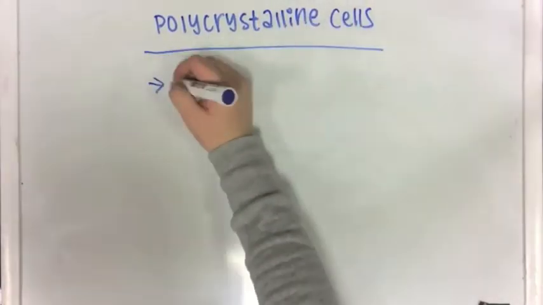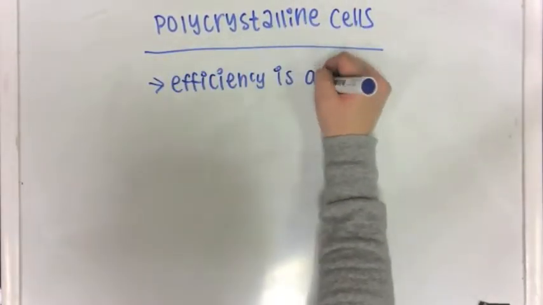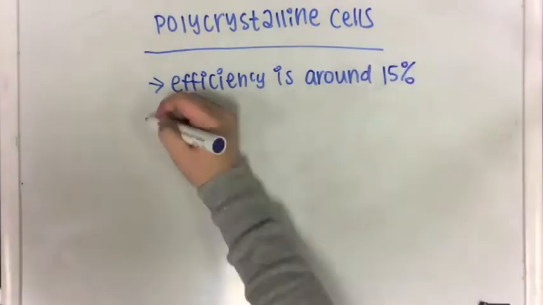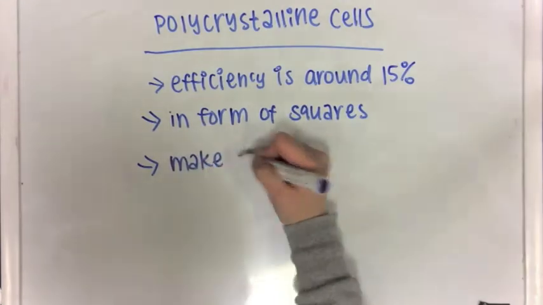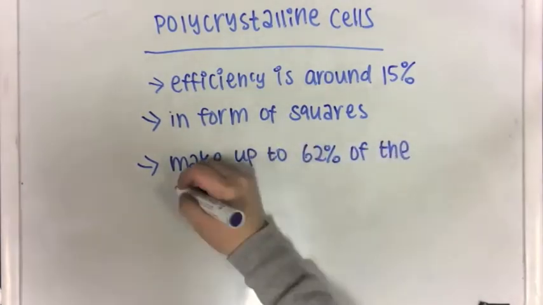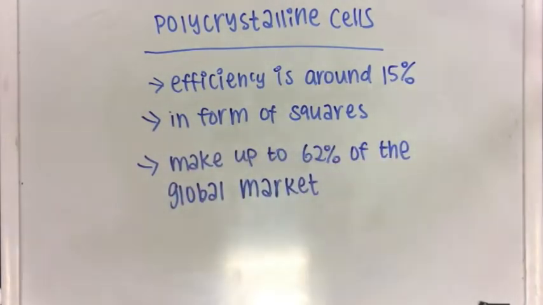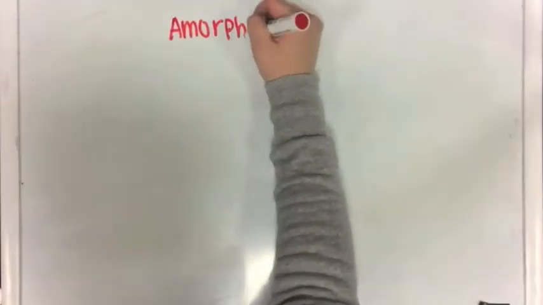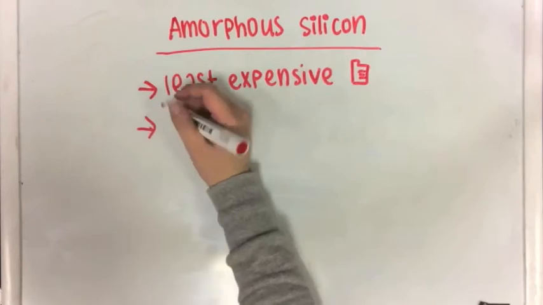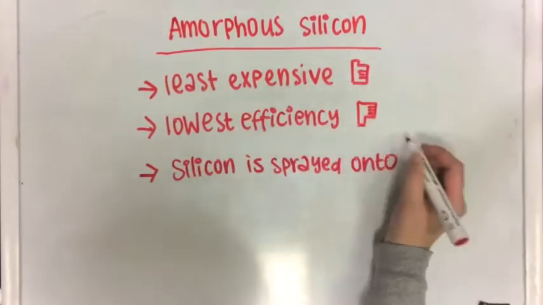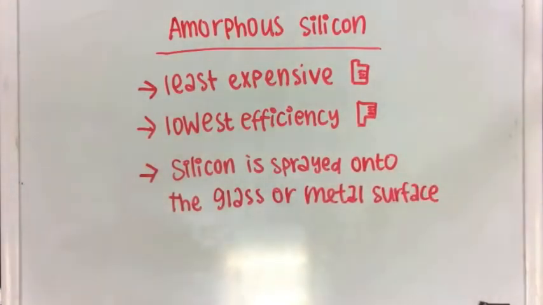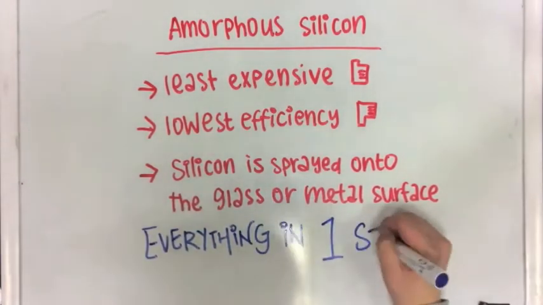Polycrystalline cells. Its efficiency is around 15%. It is lower as it doesn't cost as much as single crystal cells. They can be packed more closely as they are in the form of squares, and they can make up to 62% of the global PV market. Amorphous silicon are the least expensive, but has the lowest efficiency, that's around 5%, and silicon is sprayed into a glass or a metal surface in thin films, which combines everything in a single step.